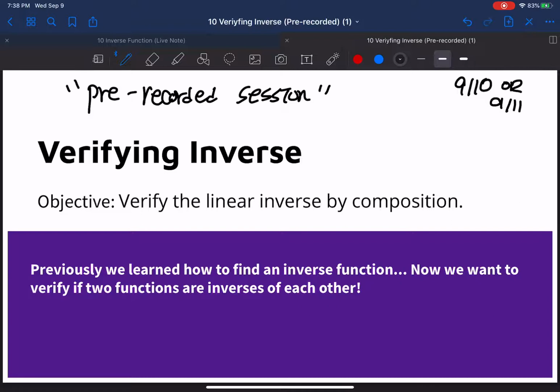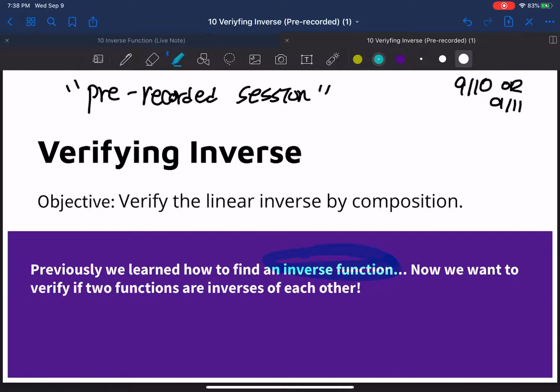So today during live lessons, we learned how to find inverse functions, correct? Make sure you practice a lot with practice problems like the independent practice or the example that I gave you. Follow the steps and learn how to find inverse functions because it will definitely be on the test and the quiz as well.